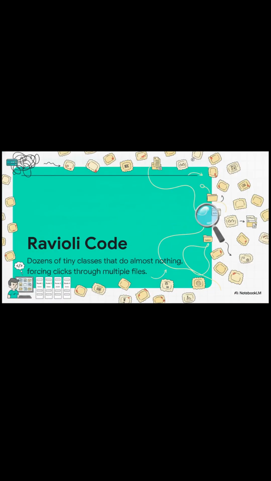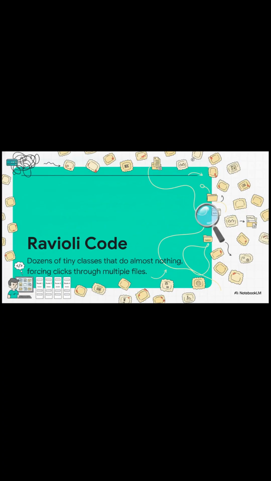Now, hold on a second. As we fix this, we absolutely must avoid swinging to the opposite extreme, which is playfully known as ravioli code. We want readable code, not a bunch of over-engineered noise. Basically, extracting everything into dozens of tiny files just for the sake of it, well, that just adds ceremony without any real clarity.